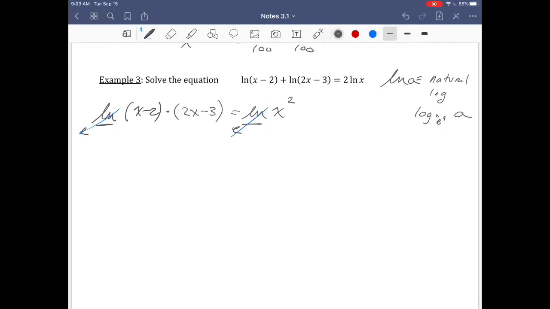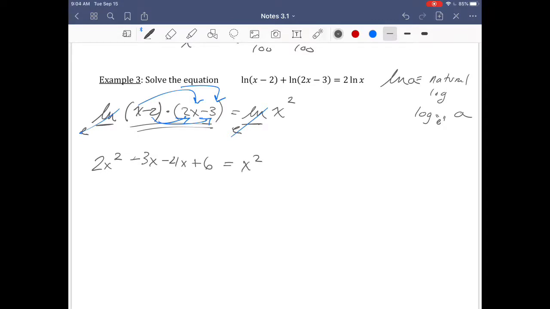So what we take from that is we have to multiply this guy. Hopefully we remember the distributive property. Many of you probably use the acronym FOIL to remember how to do that. But what we've got is 2x squared minus 3x minus 4x plus 6 equals x squared.